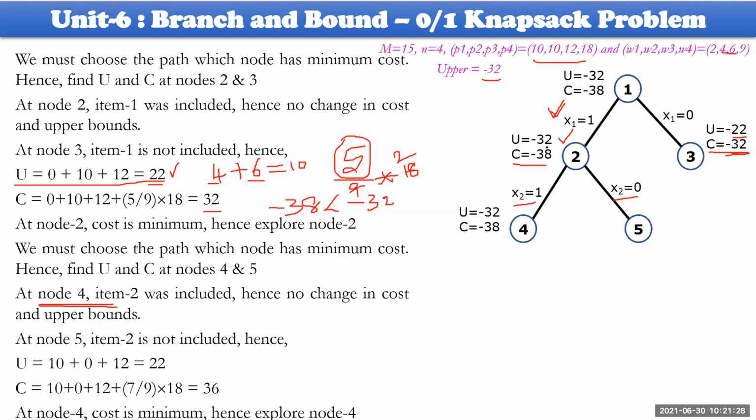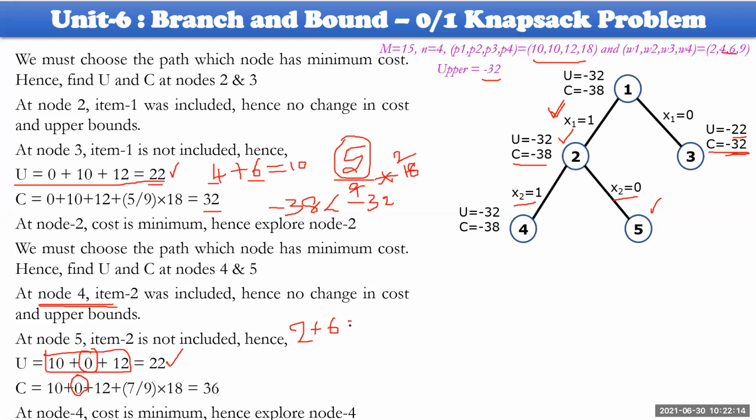Now at node 5, we need to identify the upper bound and cost because the second item has not been placed. The second item's decision value is 0. So the first item weight is 2, the second item is not taken, the third item weight is 6. So 6 plus 2 is 8. 8 plus 9, the fourth item weight, is 17, which is not supposed to be placed. That is why we have taken the first item and third item profits, and the fourth item has not been included. So 10 plus 12, that is 22.